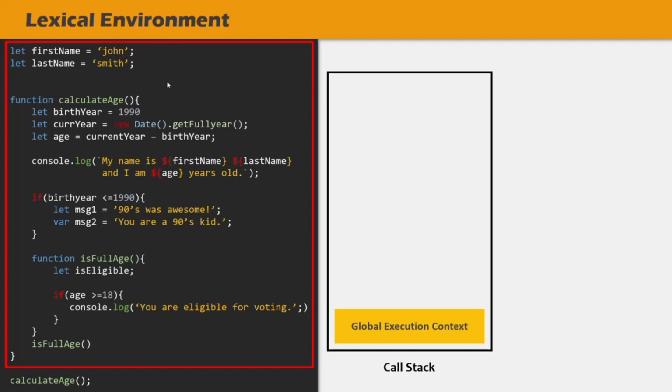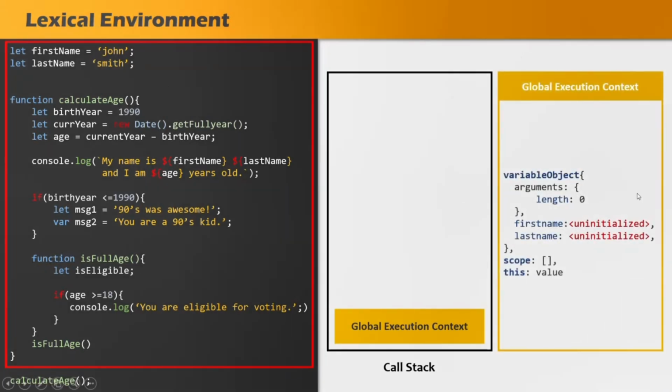And during the creation phase of the global execution context, first of all, its variable object will be created, which will store all the information like the parameters, the variables, and functions declared in the global execution context. Since we don't have any parameters, the arguments object is empty with a length of 0. And here we also have two variables declared in the global scope. During the creation phase, since these variables are created using the let keyword, they will be assigned as uninitialized.